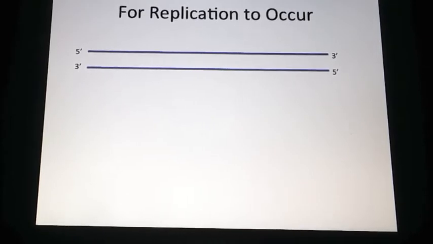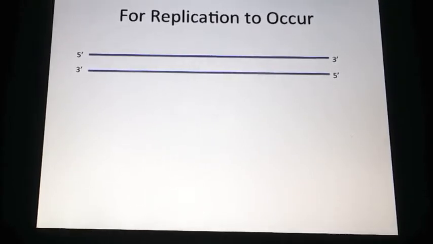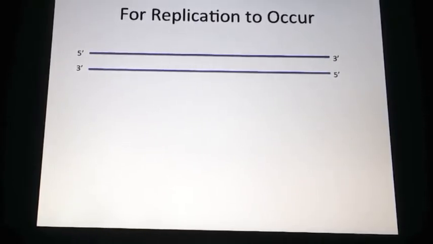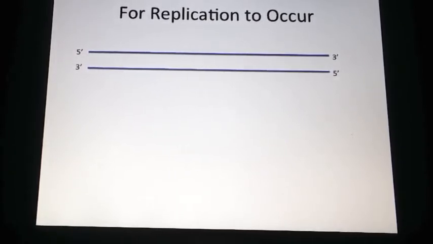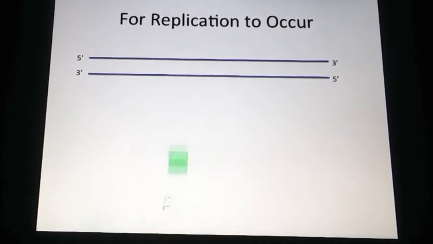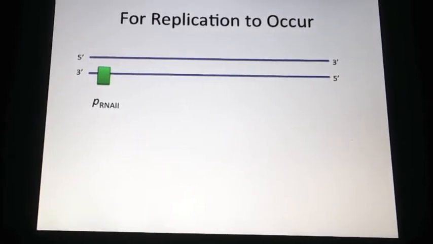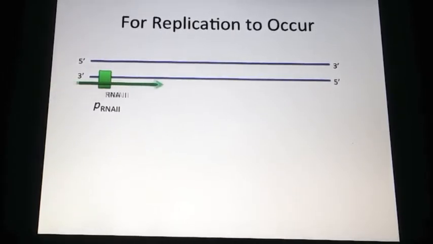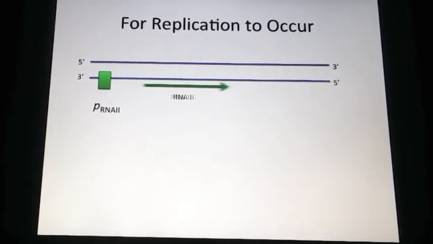Let's start by looking at how the ColE1 plasmid replicates normally. In this picture, the plasmid DNA is represented by two blue lines. However, naturally in the cell, it would be circularized. To begin the process of replication, RNA polymerase binds to the RNA2 promoter and creates the RNA2 transcript.